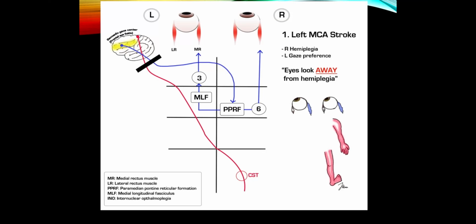Okay, so let's finish up here just making some clinical applications. Let's say that someone has a left middle cerebral artery stroke. Now we've already said that the corticospinal tract will be affected here, and so the patient will have weakness on the opposite side of the body.